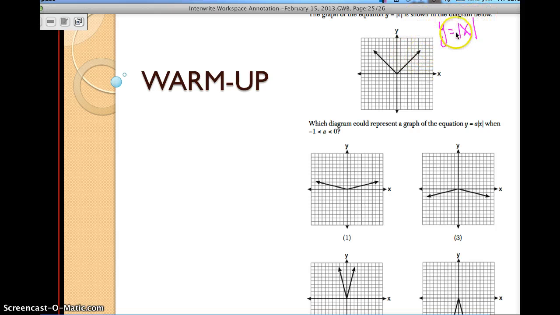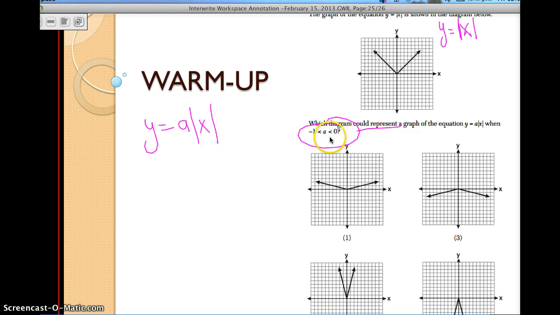So this right here is the equation of y is equal to the absolute value of x, which is a picture of the shape of a V. It says which diagram could represent a graph of the equation y is equal to, they threw a in there, times the absolute value of x. They're telling us, though, that a has to be greater than -1 and less than 0.